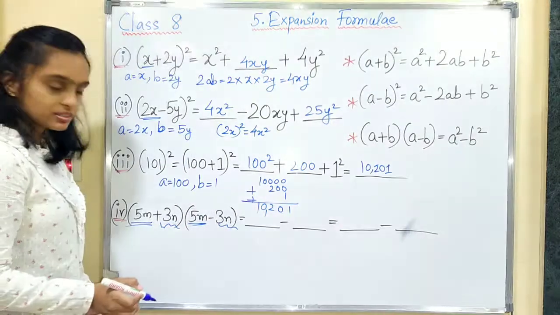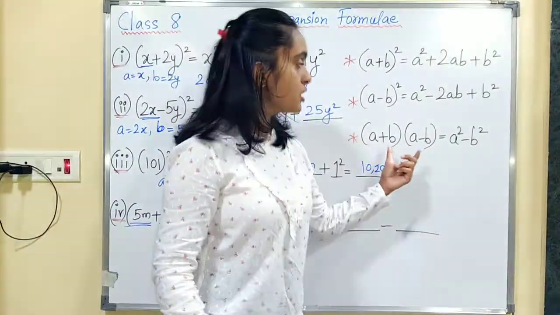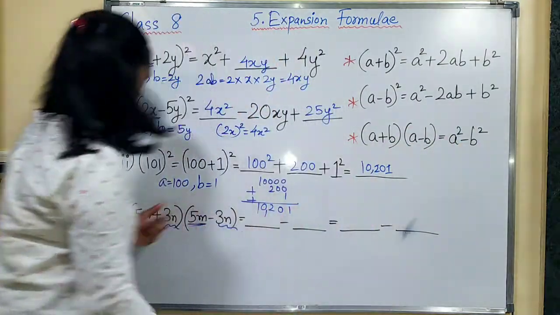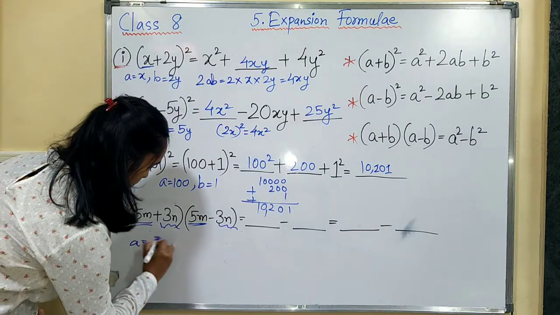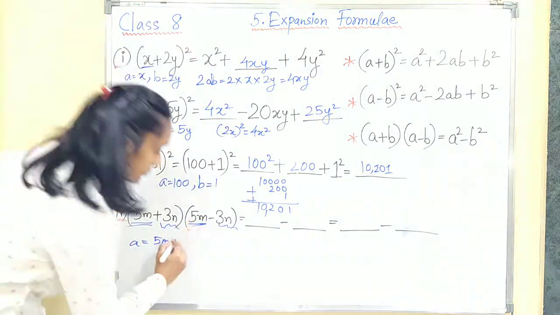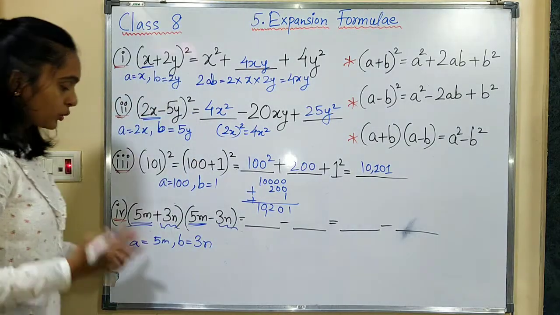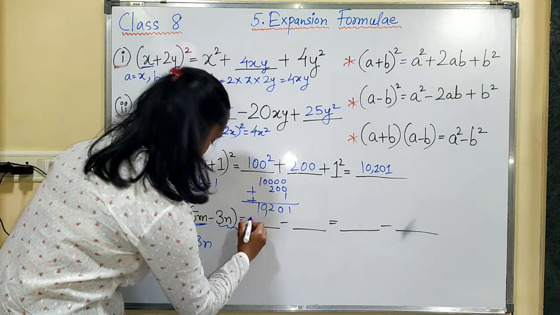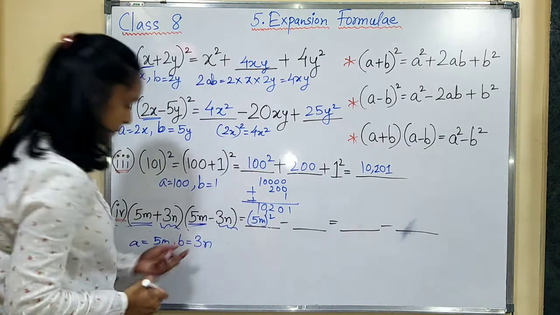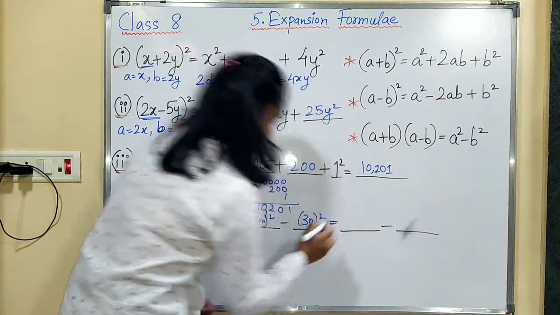The first and second terms are the same, just the sign is different. So it is exactly the third expansion. So we will use this, that is a square minus b square will be the answer. Here your a is 5m, as 5m is there in both, and b is your 3n. So it will be a square, so 5m the whole square, minus b square, so 3n the whole square.